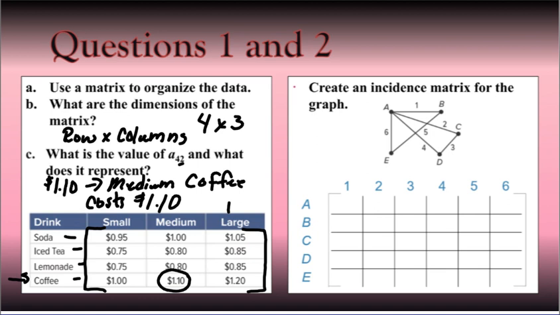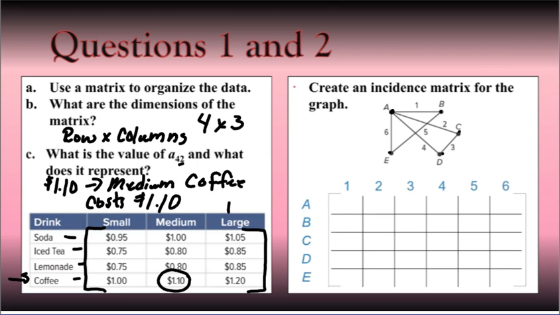Question 2, create an incidence matrix for the graph. So my vertices, where you have the letters, those are all going to be my rows. And then the number of each edge, or our lines, are going to be my columns. So whenever there's a line attached to a point, that point is going to have a 1. Everything else is going to be a 0.